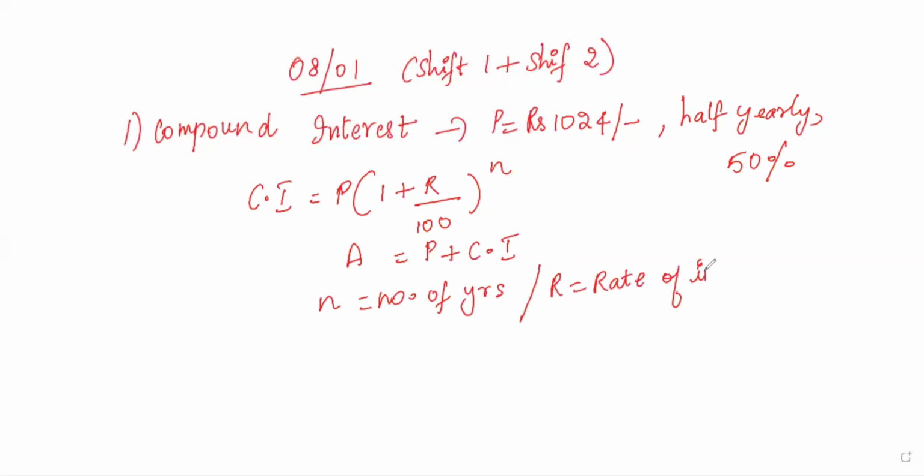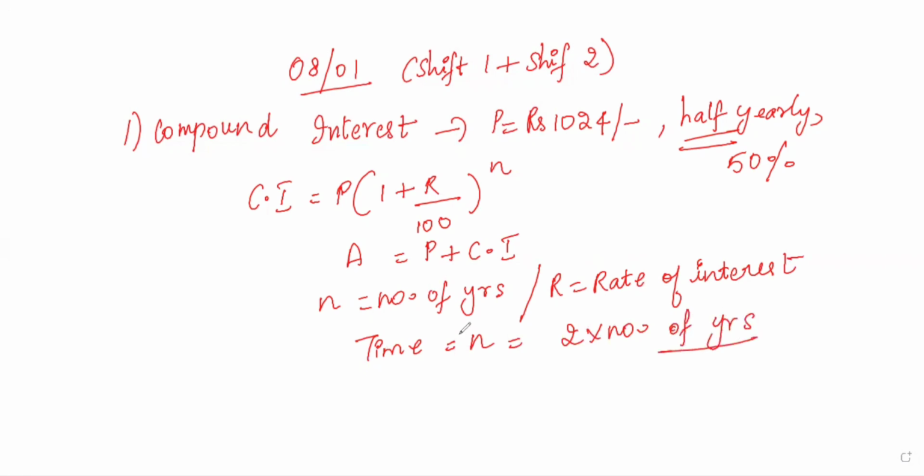One major important thing is that since it's compounded half yearly, the formula for time, that is n, is going to be 2 into the number of years given in the question, and the rate of interest is going to be half of the 50% given in the sum, that is 25%. This is how you need to proceed with solving. So continue solving like this.